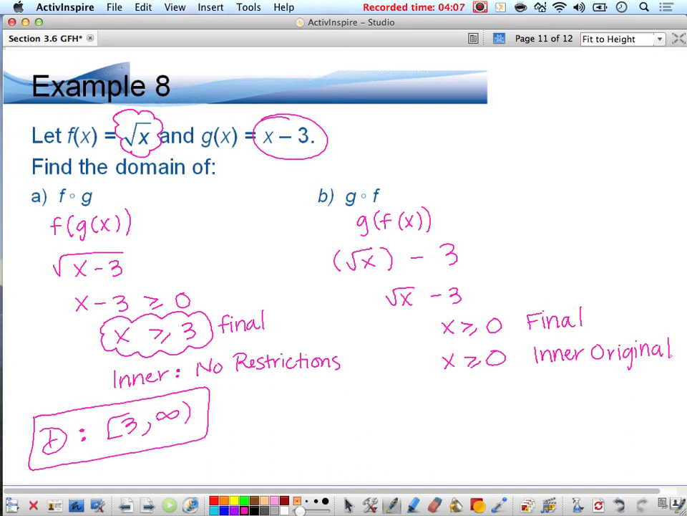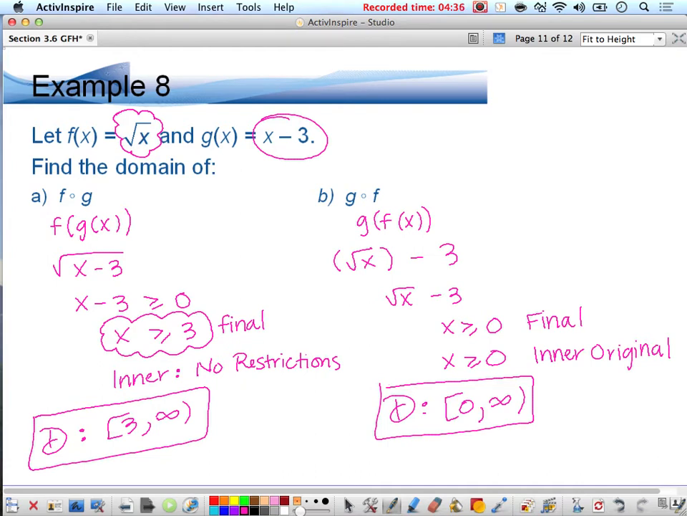So the only restriction for this function states that x has to be greater than or equal to 0. So that gives the domain for g of f of x as bracket 0 to infinity. So you can see that they have different domains. There's no way to predict it by just looking at the original problems. You have to look at the final answer, you have to work it out, you have to consider the restrictions on both the final and the original inner function.